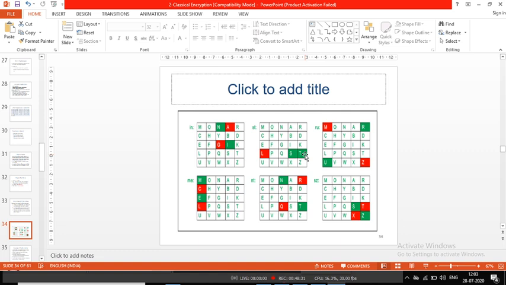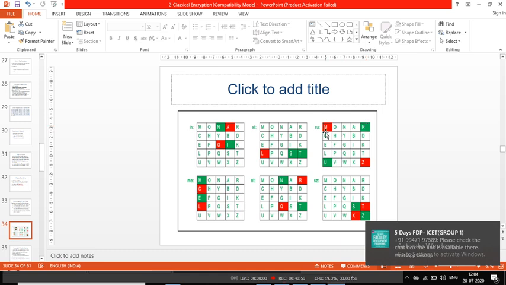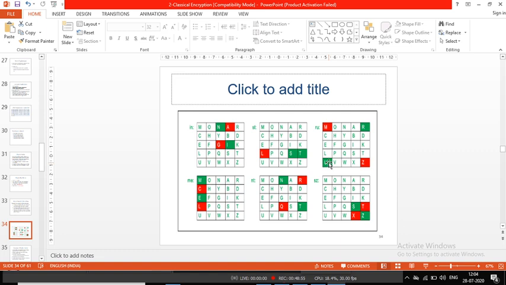What is the third one? RU. Where is R and where is U? These two are in separate columns. Show what is parallel to these two, R and U. What is the common letter? M and Z. So RU can be replaced as MZ or ZM. Now RU is over.